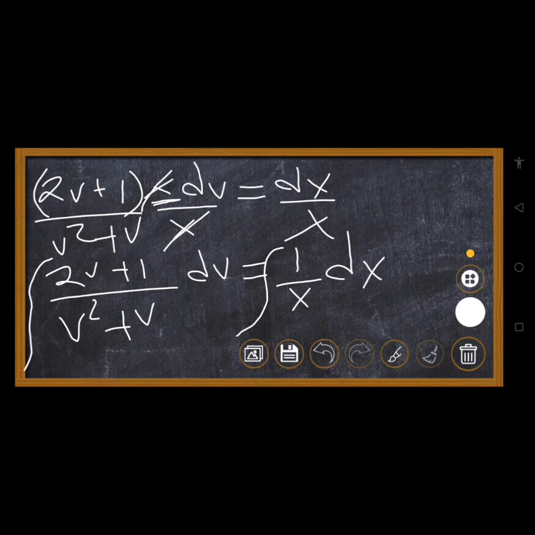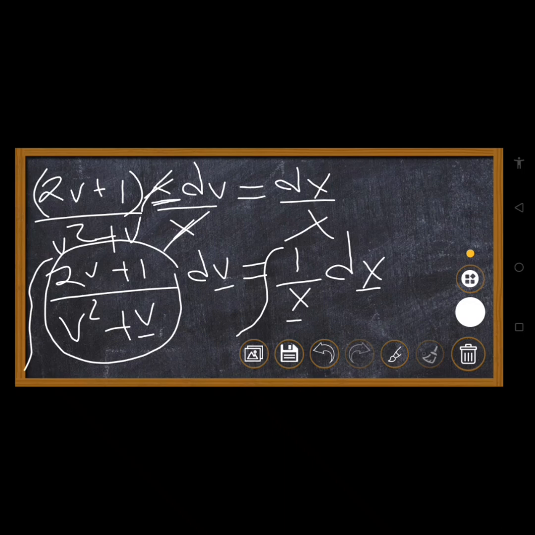Now we can integrate these expressions, since we have the integral of v with its respective coefficient and the integral of x with its respective coefficient. The integral of a fraction of this kind, we have done in the integration of fractions. So make sure that you watch the video to have a clear picture.